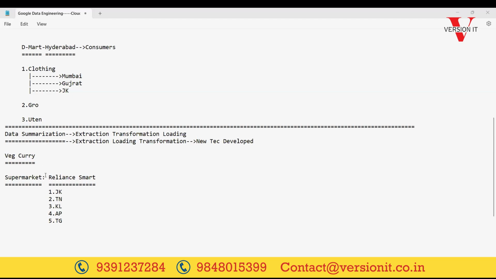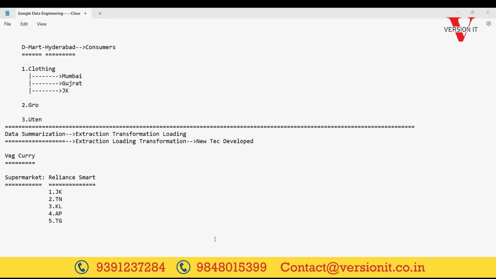My question is that here is a supermarket, Reliance Smart, and you wanted to prepare a veg curry. For preparing the veg curry, you have been to the supermarket called Reliance Smart. You have 100 types of vegetables, which are imported from various locations. Now, are you going to buy all the vegetables, or only those vegetables which are required to prepare your veg curry? Please tell me now, guys.